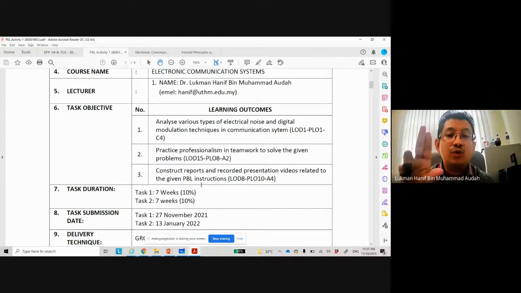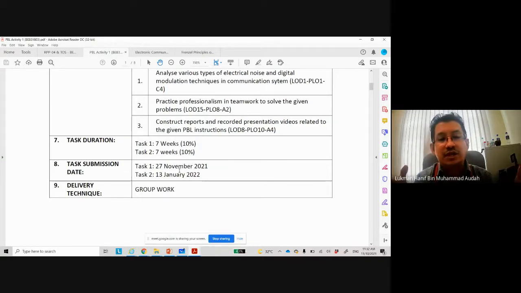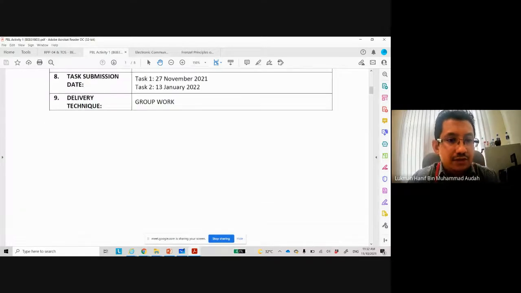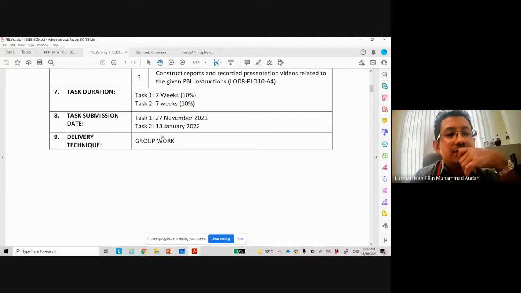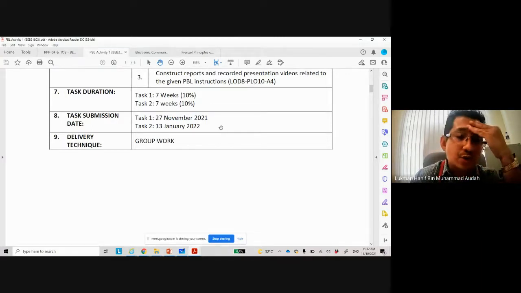There are two things to submit. For each task, you need to submit a report and a recorded video. The task duration for the first task is 7 weeks. Again, if you can finish in less than 7 weeks, please submit as soon as possible so that you can move on to the second task. The task submission due date is 27 November, which is week 7, and 13 January 2022, which is week 14.